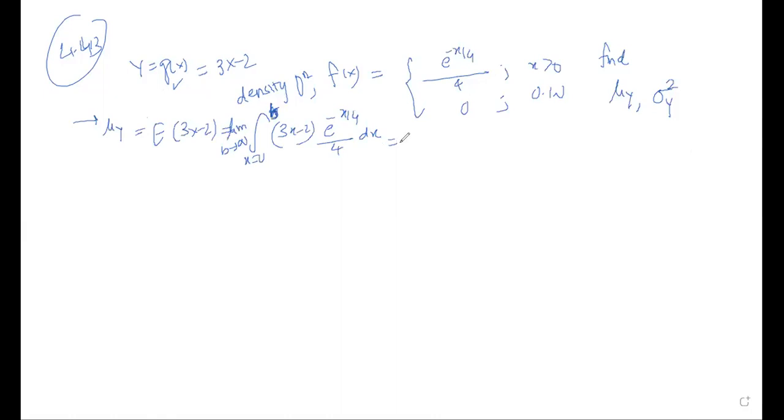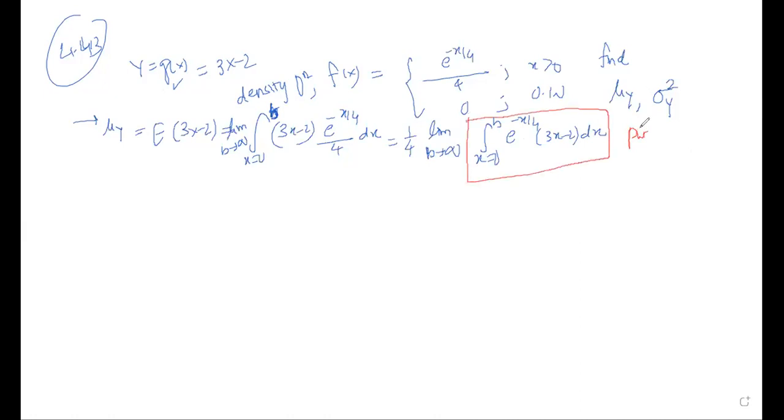As b tends to infinity, this 1 by 4th constant, let me pull it out. So limit b tends to infinity, and here it is integration x is equal to 0 to b e to the power negative x by 4 and 3x minus 2 and dx. Let me change the color, maybe you will have some better idea. So I have to take care of this integral. That is the good thing.